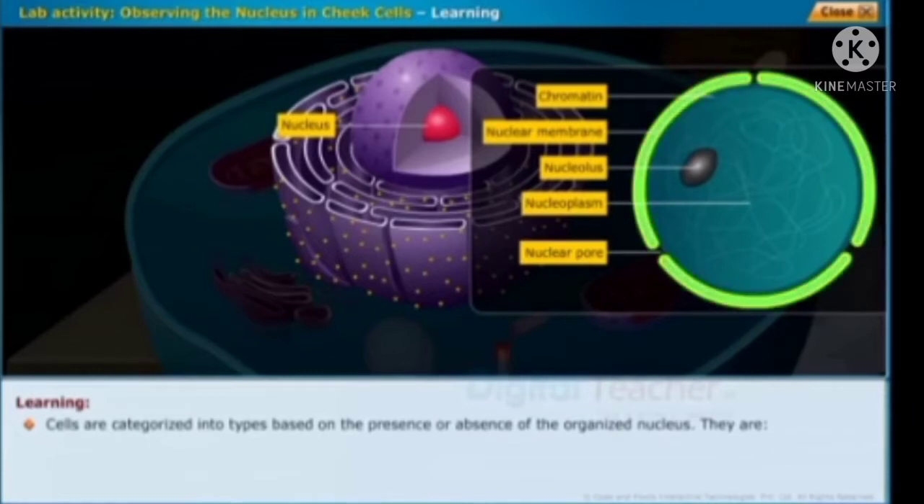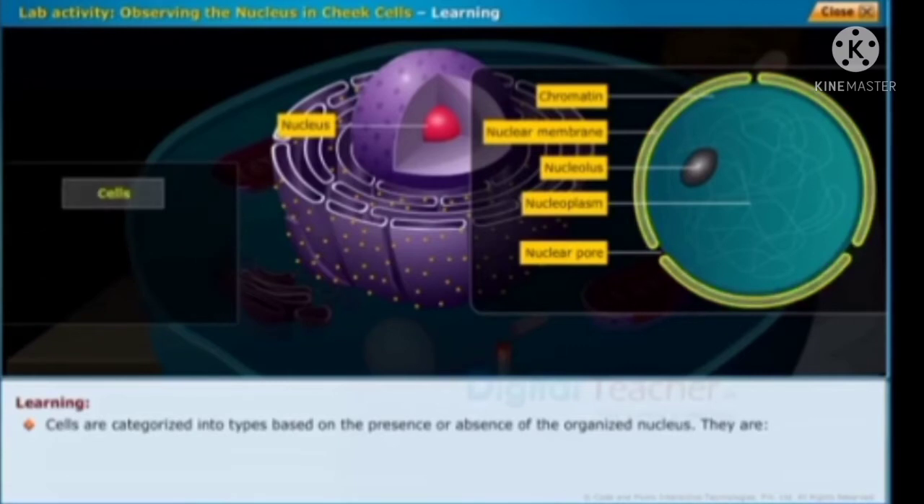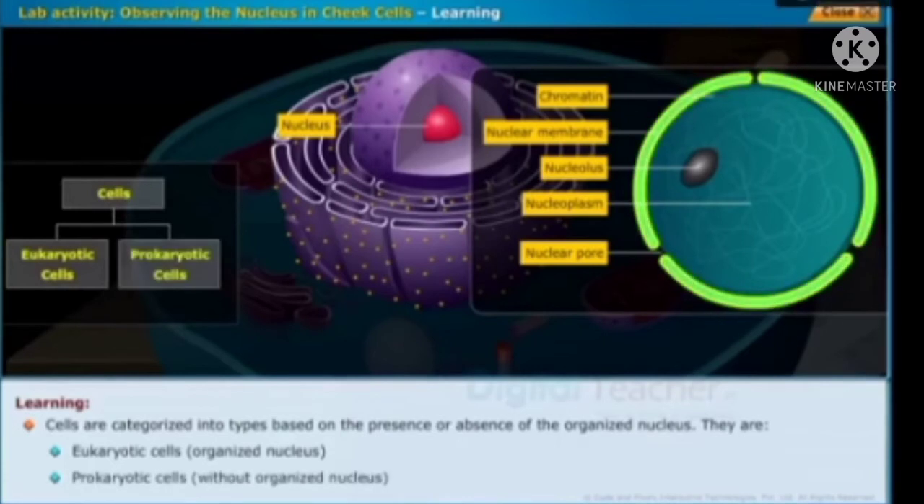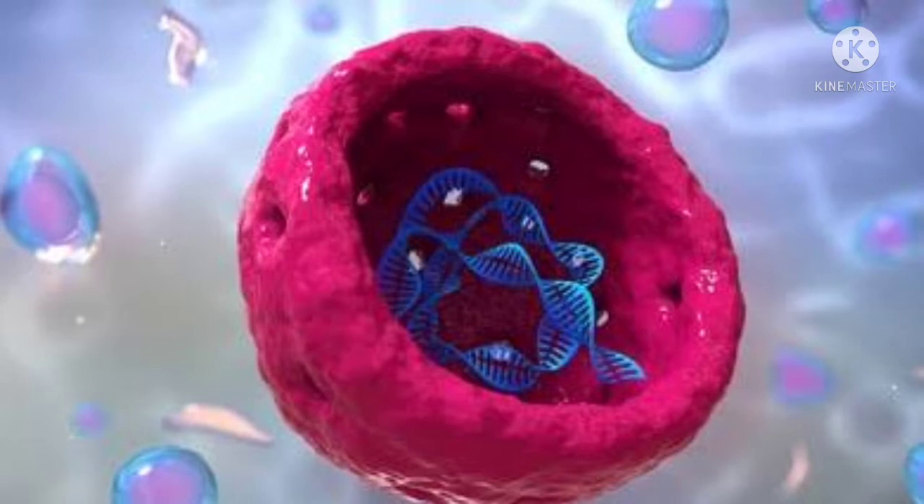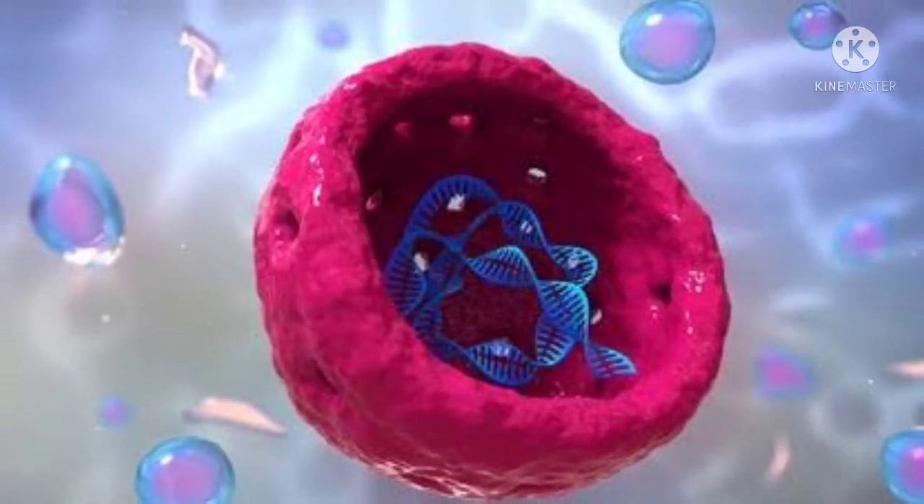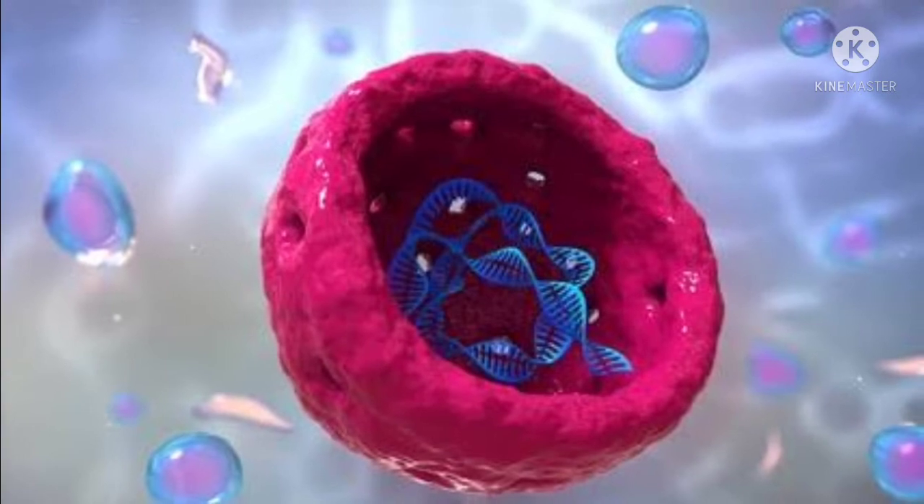Cells are categorized into types based on the presence or absence of the organized nucleus. They are, the first one is eukaryotic cells with the organized nucleus, and the second one is prokaryotic cells without organized nucleus. Children, again I repeat the functions of nucleus. So just recollect your knowledge.